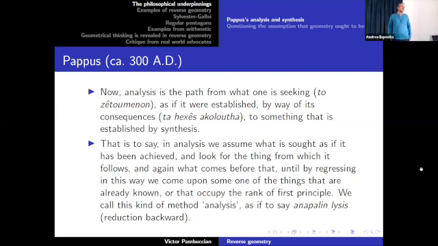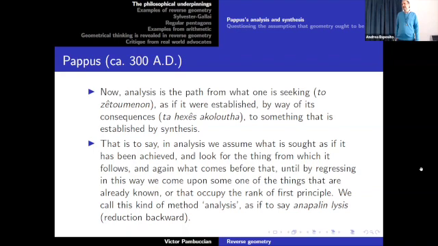That is to say, in analysis, we assume what is sought as if it has been achieved, and look for the thing from which it follows, and again, what comes before that, until by regressing in this way, we come upon some one of the things that are already known, or that occupy the rank of first principle. We call this kind of method analysis, as if to say reduction backward. So as you see from this quote, it seems pretty clear that it goes in a reverse direction, that you start with a known result and you look for first principles from which it follows.